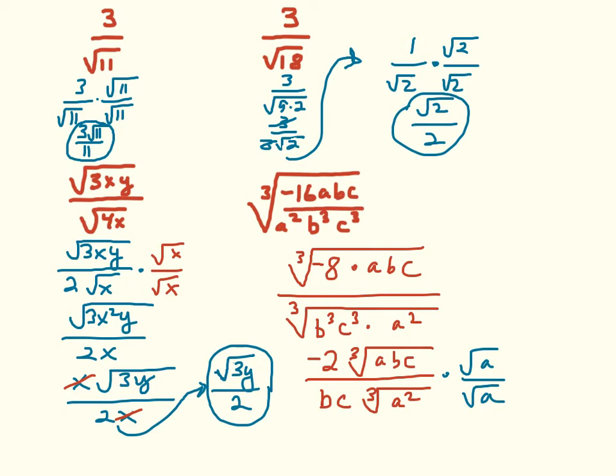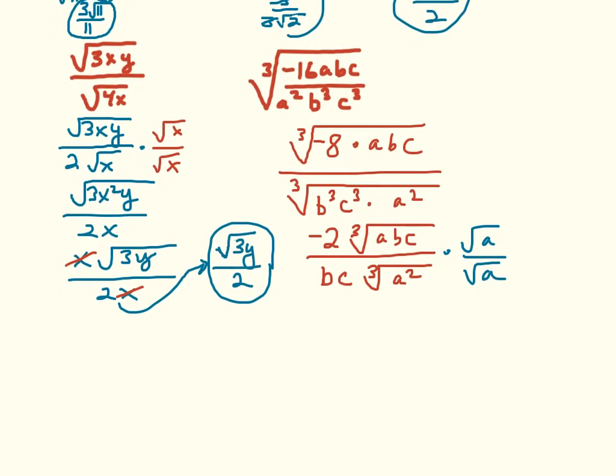And so that's going to get me negative 2 times the cube root of a squared bc over these together, this cube root of a. And by the way, I got to make sure I keep including my 3's in here.